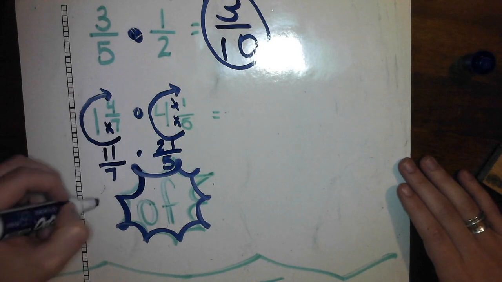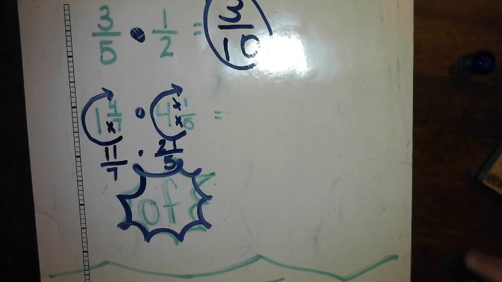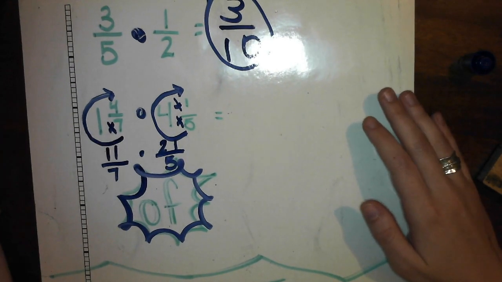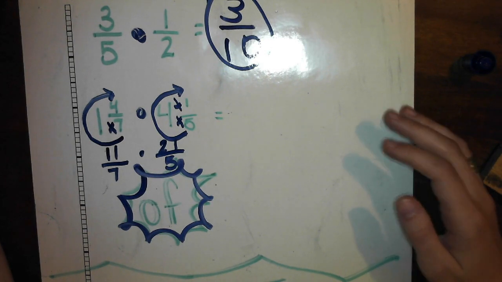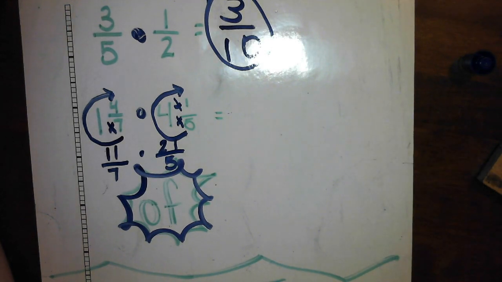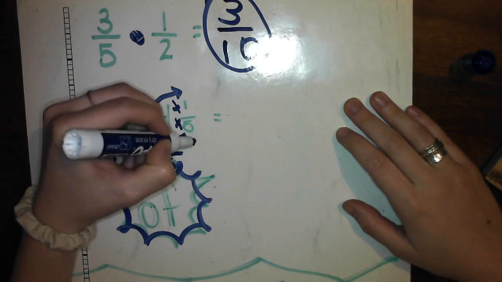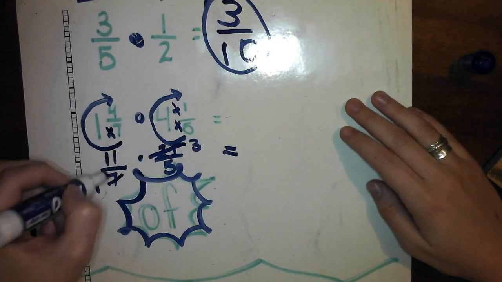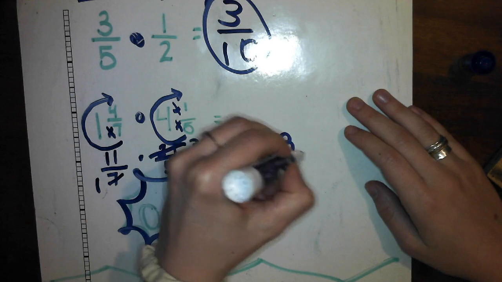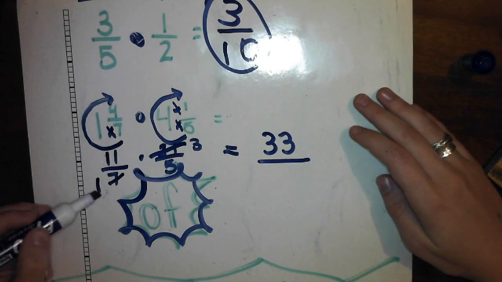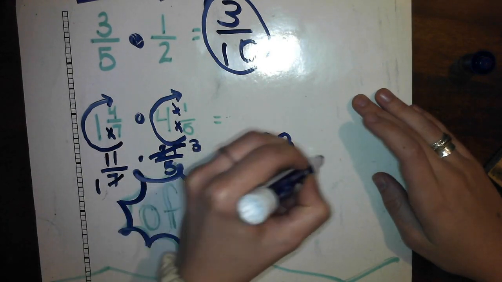Next, I'm going to make an X with my eyes and see if I can simplify. 11 and 5 are prime numbers. They can only be multiplied by themselves and 1. So those we're not going to be able to divide. But 7 and 21, when I skip count by 7s, I say 21. So 7 divided by 7 is 1. 21 divided by 7 is 3. We'll multiply across. 11 times 3 is 33. 1 times 5 is 5.